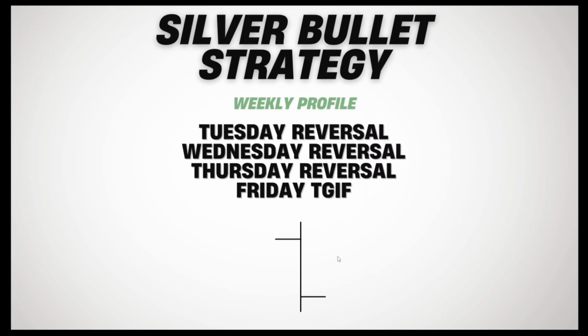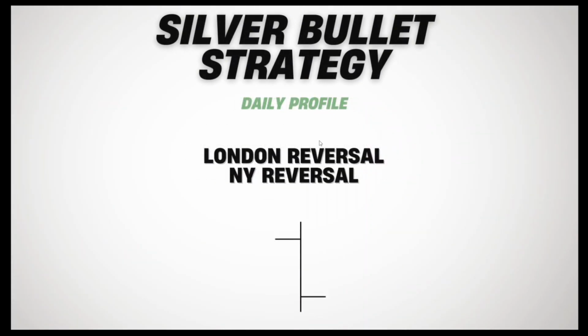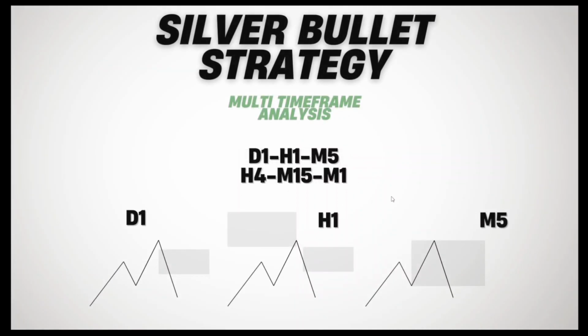And the daily profile will be the London reversal. Most of the time, we will be focusing on the New York continuation regarding this London reversal, and then the New York reversal. Most of the time, it will be the New York reversal on the NASDAQ, right? And then we've got the multi-time frame analysis like daily, H1, M5 as a day trader. And then we'll be focusing on H4, M15, and M1 for the silver bullet entries on the H4, like the market maker models. I'll be telling you about that.